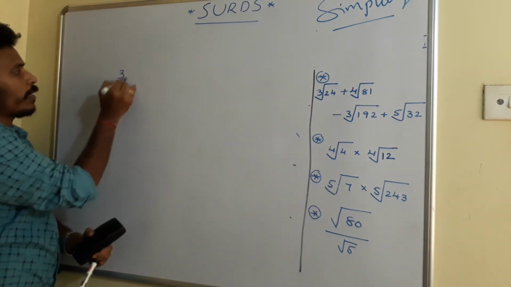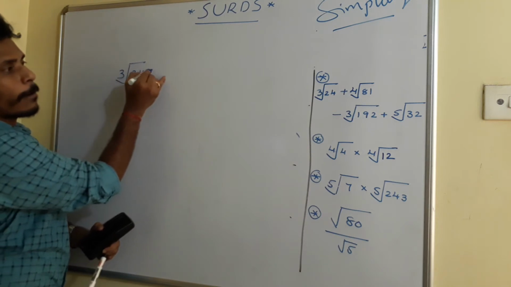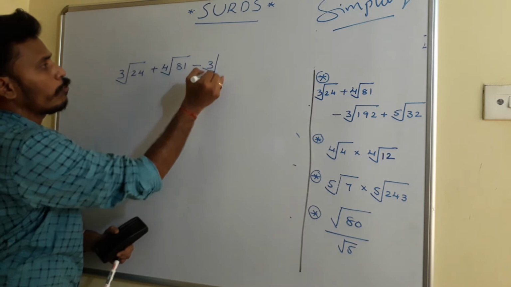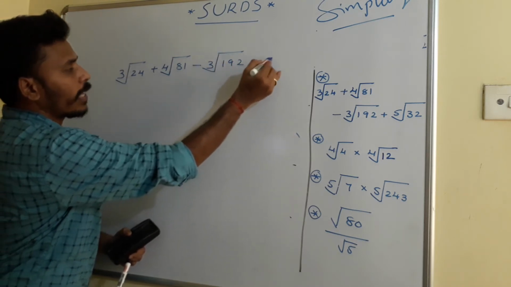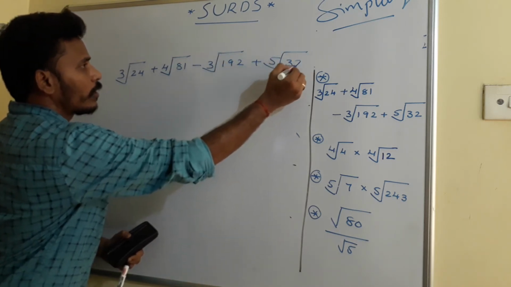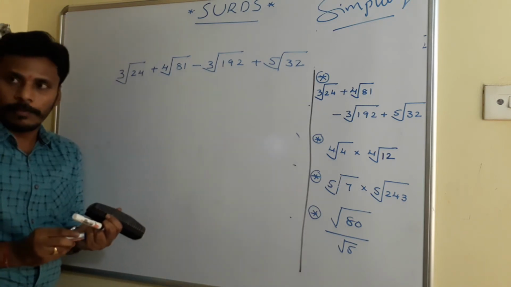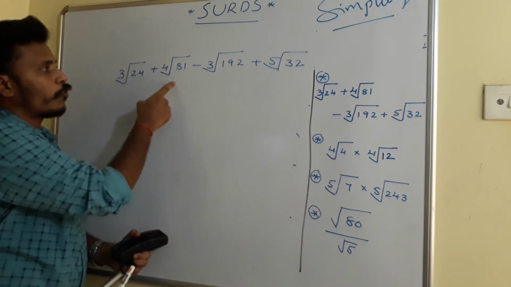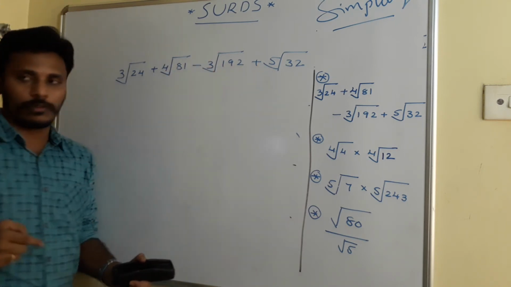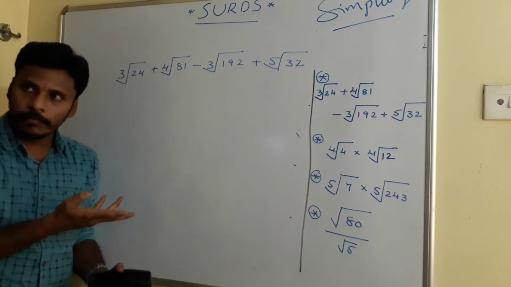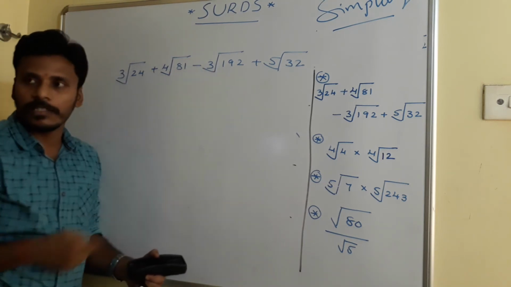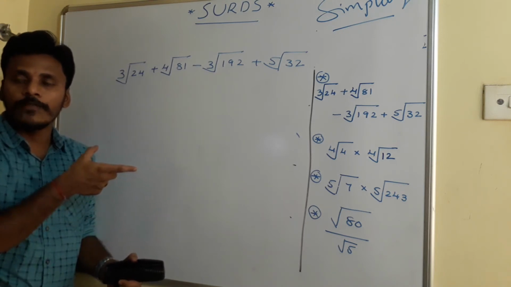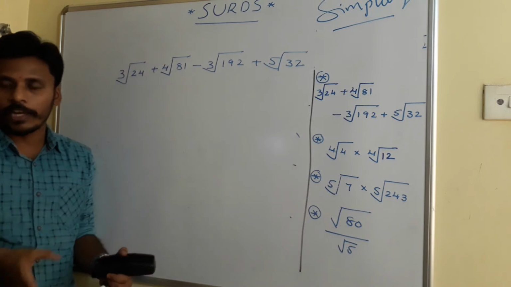See, this is the problem here. Cube root of 24 plus fourth root of 81 minus cube root of 192 plus fifth root of 32. This is what we need to simplify. Just observe the problem. This is a cube root, this is a fourth root, this is a cube root, and that is a fifth root. And we need to add and subtract depending upon the sign given. So you just try for a fraction of a second and I will give you the solution now itself.